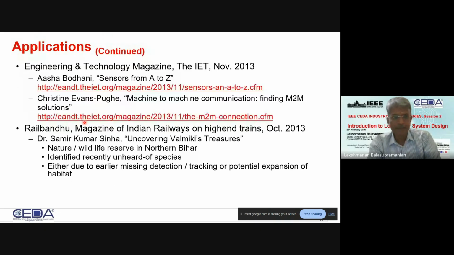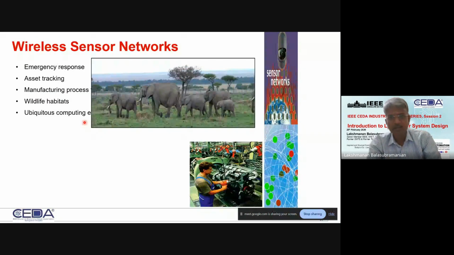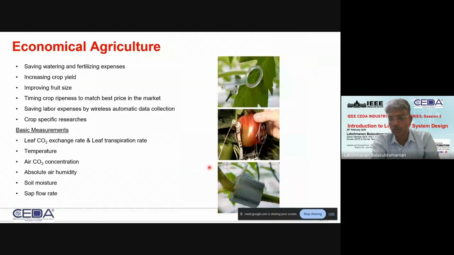You can go to the details. These are some application examples with references you can look at. Again, these are the same applications I'm showing in a more pictorial form. These are examples of wildlife habitat monitoring, IoT, industrial IoT, industrial control, automation, and then economical agricultural examples where you have multiple monitors of various parameters which have to be controlled, monitored, communicated and continuously monitored. And based on that, some action has to be taken.